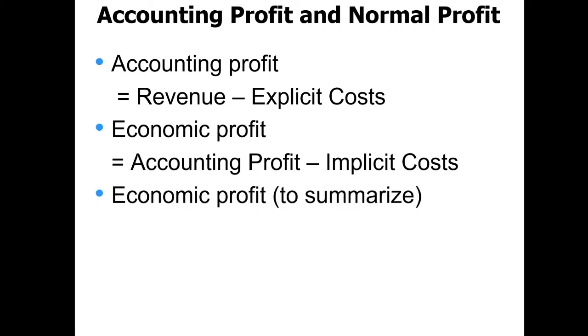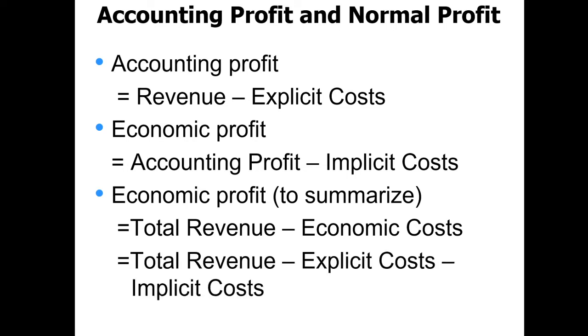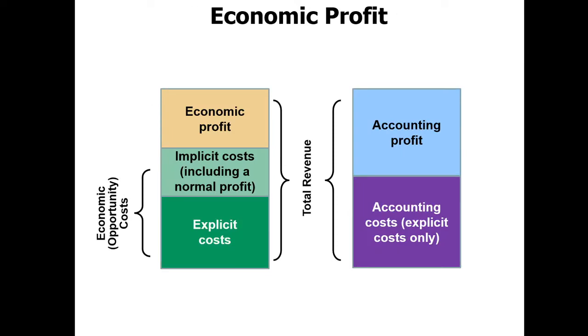Okay, so let's look at economic profit to summarize. We take total revenue minus economic cost. Total revenue minus explicit cost minus implicit cost. So if you want to see this graphically or in the chart, the one on the right is total revenue, and then we take accounting profit and cost, only explicit cost. You notice the economic profit's a little bit smaller than the accounting profit because we added in our implicit cost.